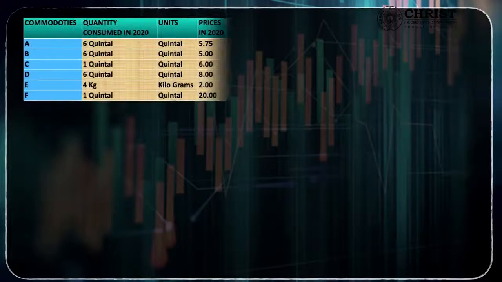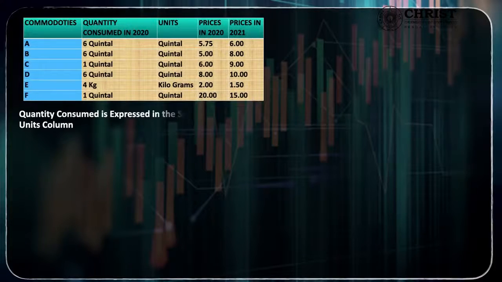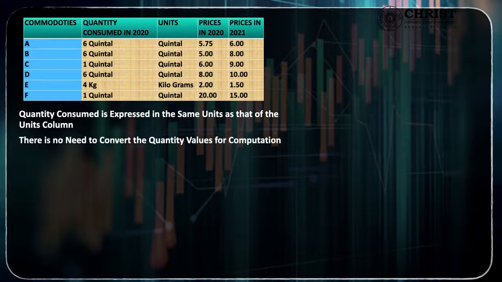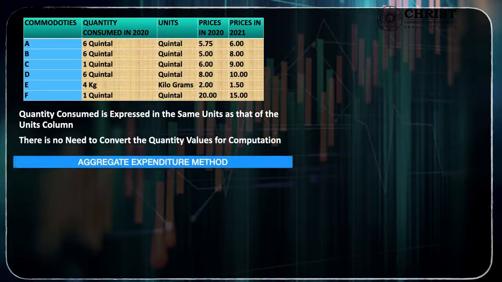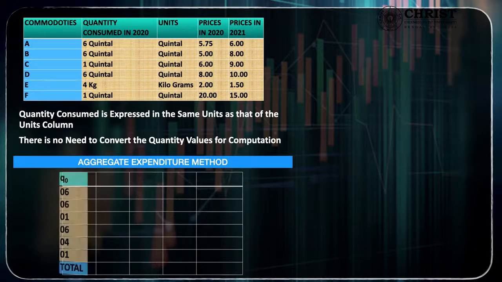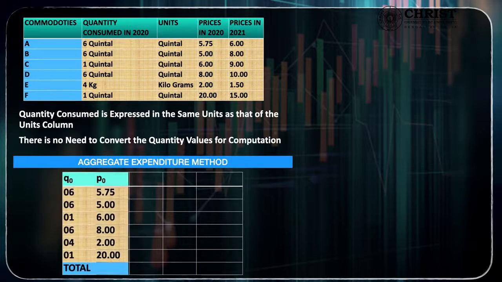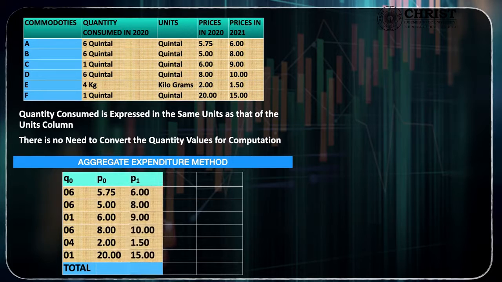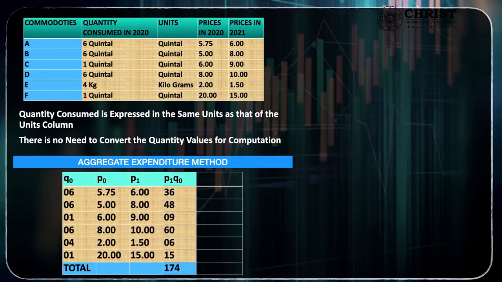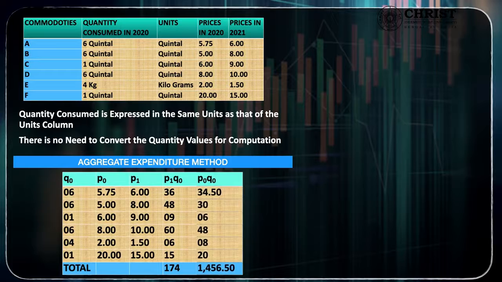So we have to do the aggregate expenditure method, the computation. The values we have taken are P0, Q0 and P1 values. These are the values we need for computing as per this method, that is the aggregate expenditure method. So the first point I have explained, quantity consumed is expressed in the same units as that of the units column. So that is the adjustment you have to remember, second column and third column. So there is no need to convert the quantity values for computation.